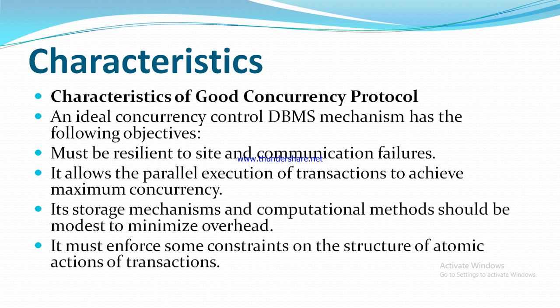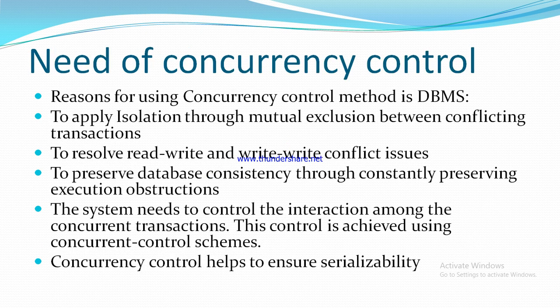An ideal concurrency control DBMS mechanism has the following objectives: it must be resilient to site and communication failures. So that is the main characteristic. It allows parallel execution of transactions to achieve maximum concurrency. Its storage mechanism and computational methods should be modest to minimize overhead. It must enforce some constraints on the structure of atomic actions of transactions.